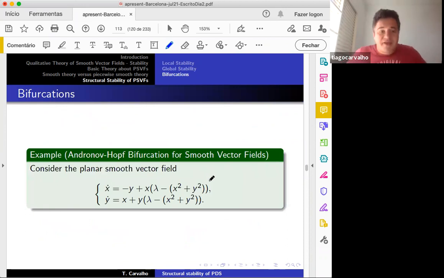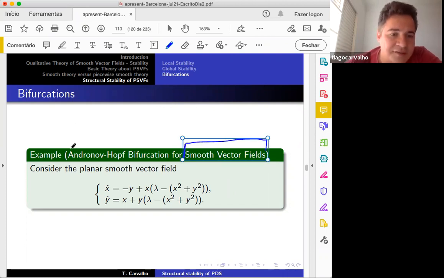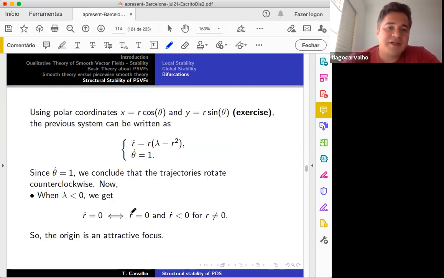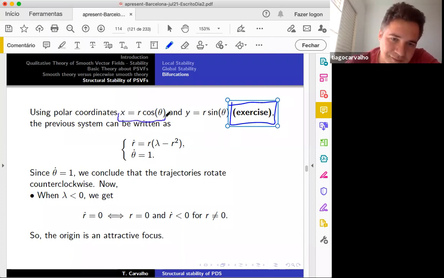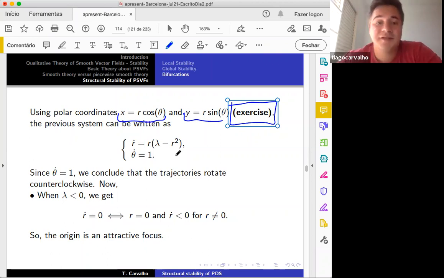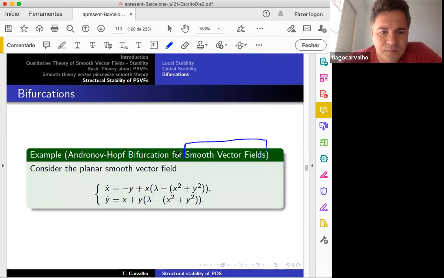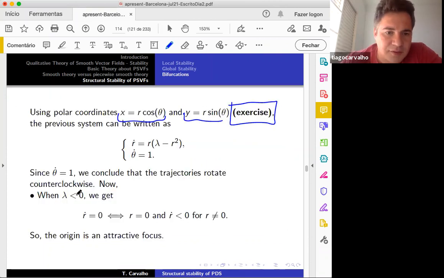I have some minutes yet, and let's talk about bifurcations. First, we will talk about known bifurcations concerning smooth vector fields. It's the Andronov-Hopf bifurcation. So we have a smooth vector field, and using polar coordinates, it's an exercise, it's possible to write this vector field into this form.